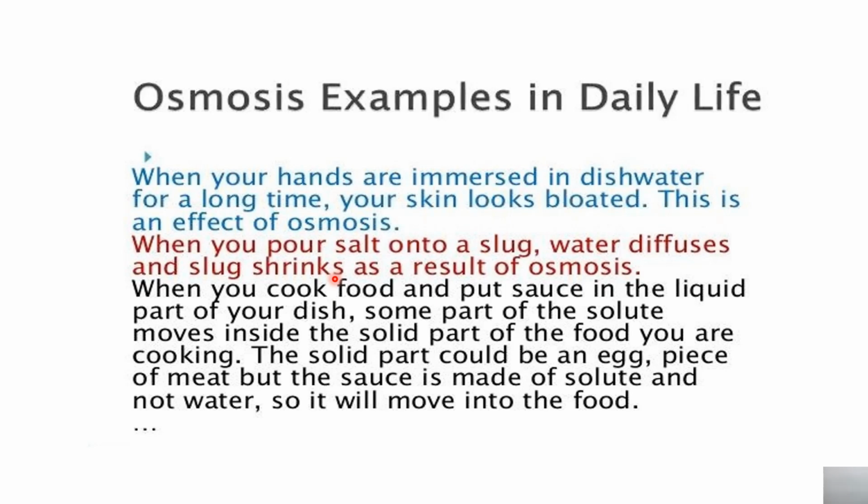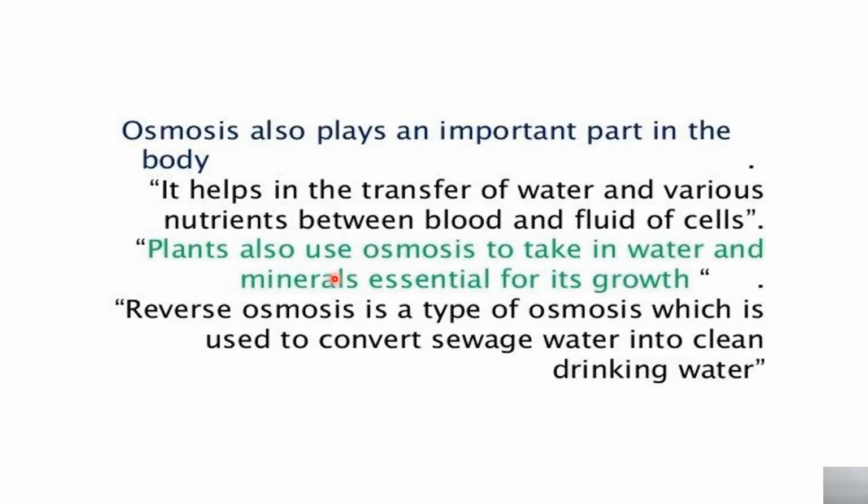When your hands are immersed in dishwater for a long time, your skin looks bloated. This is the effect of osmosis because now the water has gone inside. When you pour salt onto a slug, water diffuses out and the slug shrinks as a result of osmosis. When you cook food and put sauce in the liquid part of your dish, some of the solute moves inside the solid part of the food you are cooking. The solid part could be anything, but the sauce is made up of solute and not water, so it will move into the food. All of these are examples of osmosis.